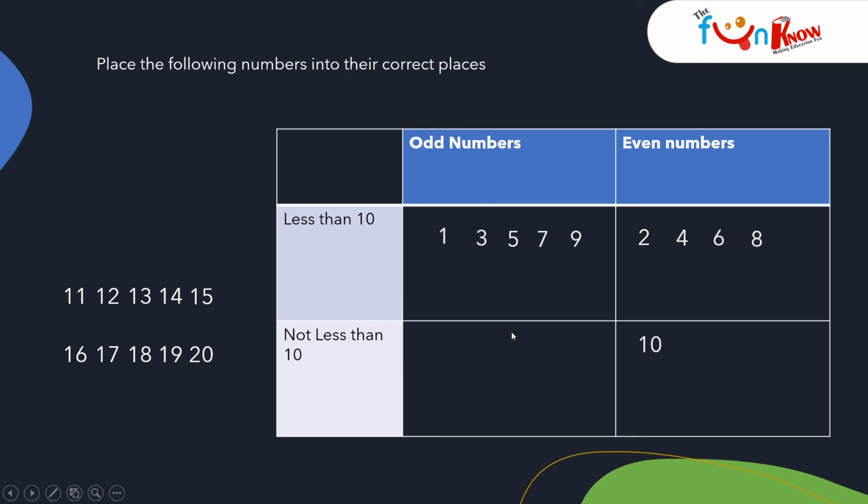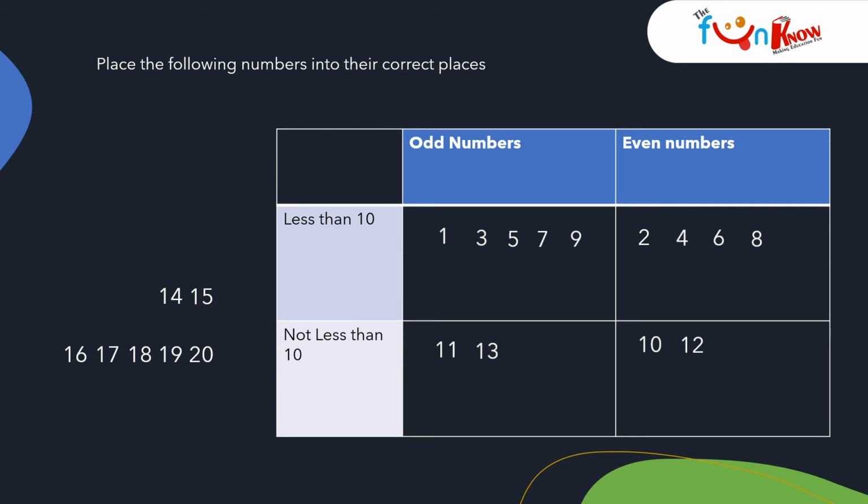Now go for 11. Is 11 even or odd? Yes, it is odd and it is not less than 10 also. So it will come here, right? Odd and not less than 10. Go for 12, even and not less than 10. Go for 13, odd and less than 10? No, not less than 10. Understand? 13 is not less than 10.